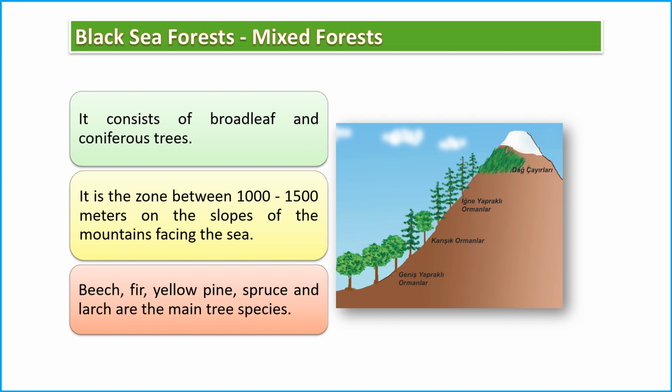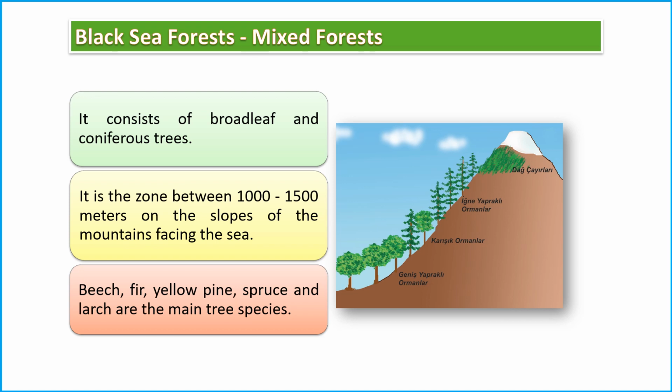2. Altitude range. The transitional forest zone spans an altitude range between 1,000 and 1,500 meters. Altitude plays a crucial role in shaping the climate and vegetation characteristics of this zone. 3. Main tree species. Several main tree species define the transitional forest zone, adapting to the specific altitude and climatic conditions. Prominent among these species are beech, fir, yellow pine, spruce, and larch.